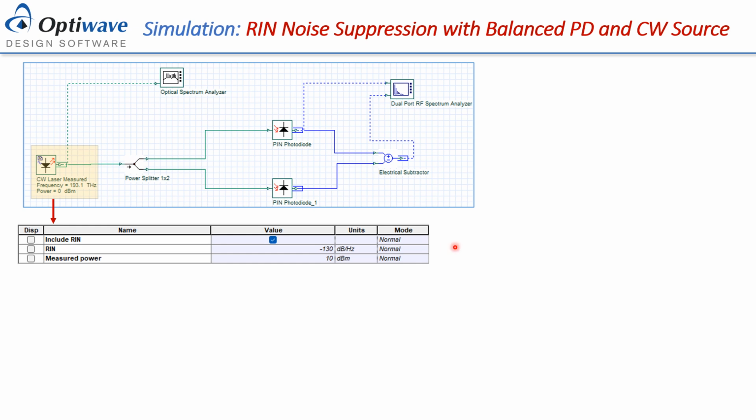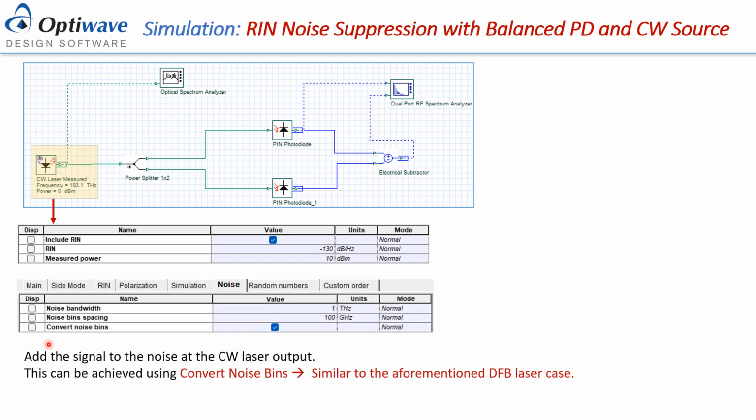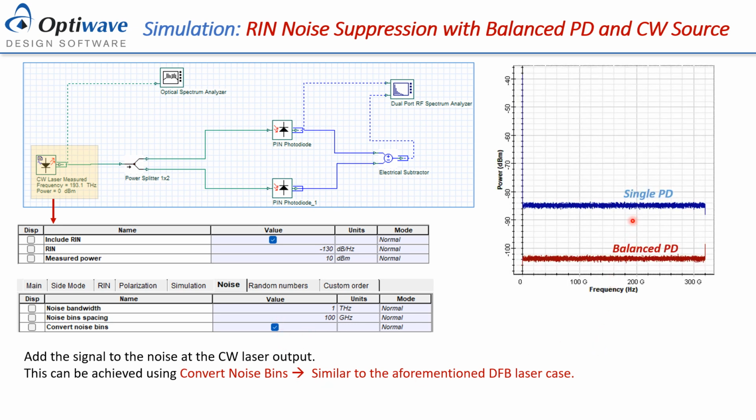The solution to this particular problem is to enable convert noise bins inside the laser component. In this case, the output of the laser produces the signal and the noise added together, in a similar way to the RIN suppression in the previous example, where the DFB laser had the RIN inherent in the output of the rate equations. So if we add the signal to the noise produced at the output of the CW laser, which is enabled through the convert noise bins check, we obtain the expected RIN suppression, where the balanced photodetection is significantly lower than the single-ended photodetection.